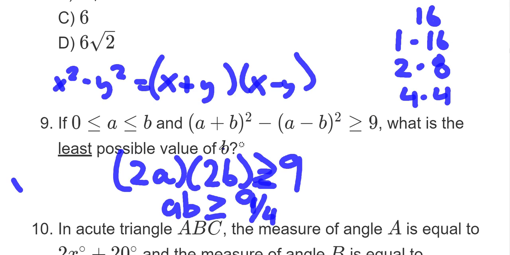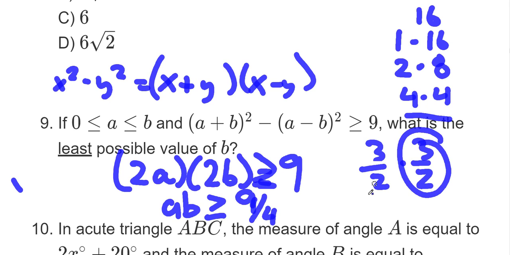Now, we want to find the least value of B, which is either greater than A or the same value as A, okay? So we want it to be the square, like this scenario right here. So we take the square root, and we can make each of them 3/2. 3/2 times 3/2 equals 9/4. So the least possible value of B is 3/2.